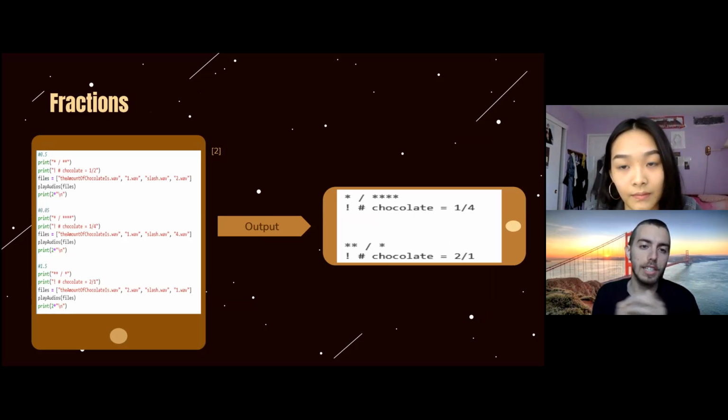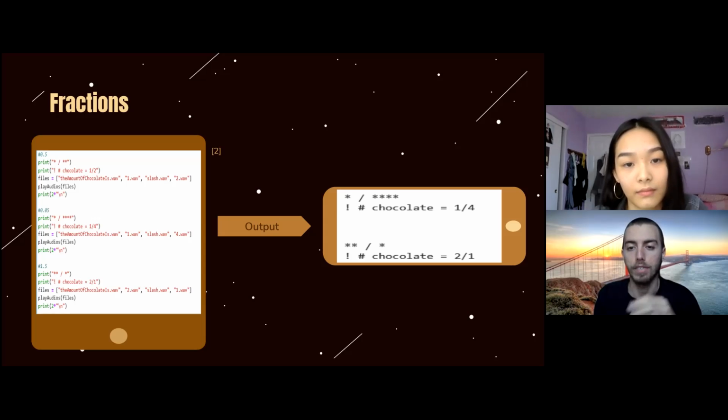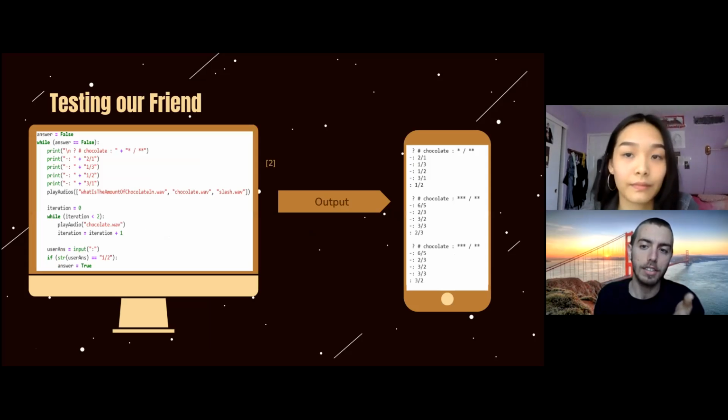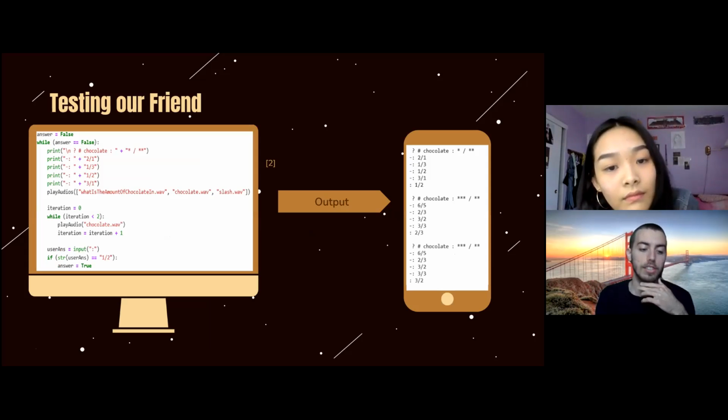So we utilize a similar method by writing a program with a series of questions, and then we test the alien on his idea of fractions. The way we do this is by including asterisks to the left of a slash and asterisks to the right of a slash, thus denoting fractions. And then here's an example of such a test.